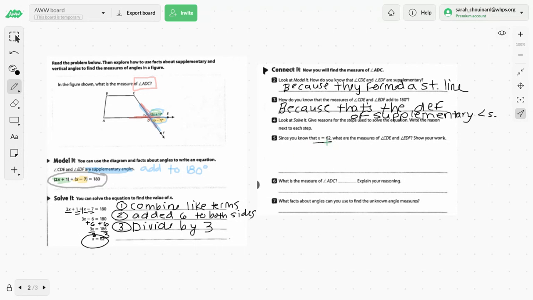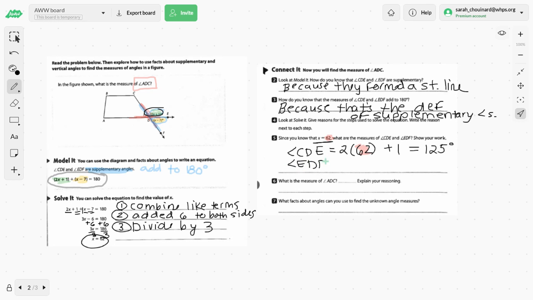And so now that we know x equals 62, they want us to find angle CDE. And so angle CDE is 2x plus 1. That's what they told us over here. But now I know what x is. I know that x is 62. So I'm going to plug 62 in for x. So 2 times 62 plus 1 is 124 plus 1, which is 125 degrees. So that's CDE. Now let's do EDF.